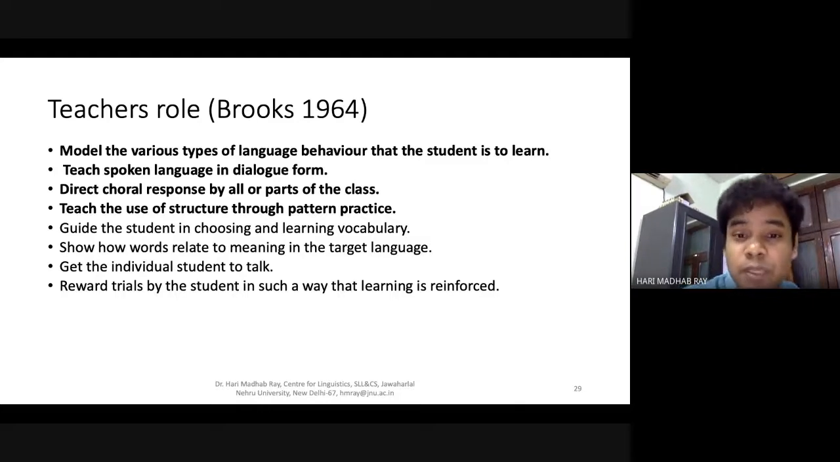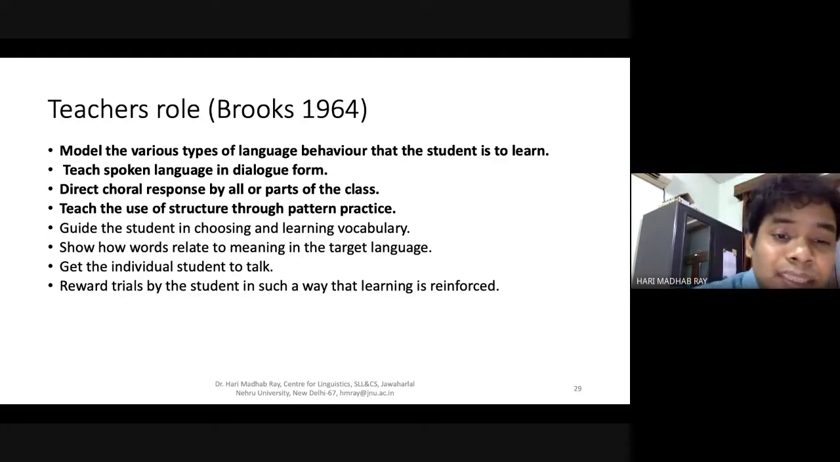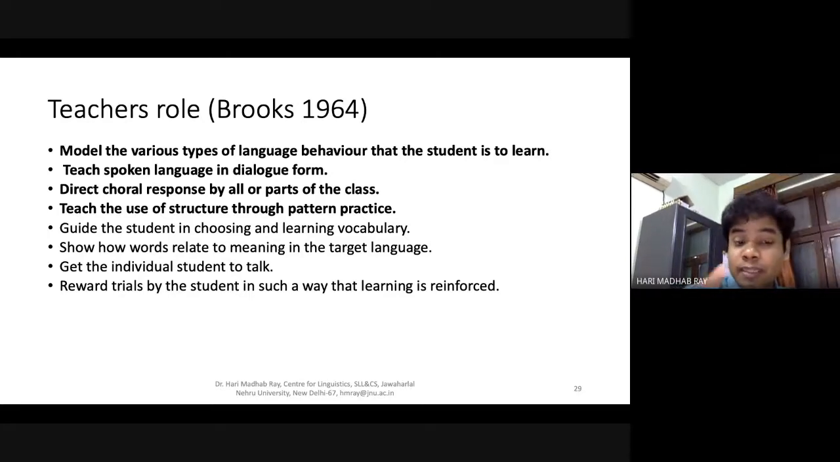What kind of vocabulary should be learned by the students? Again, the teacher will have to guide. Show how words relate to meaning in the target language. Even meaning, how words are related to meaning in the target language. Get the individual student to talk. This is also the teacher's job: if a particular student is not talking, it is his job to make him or her talk in the class, you see.